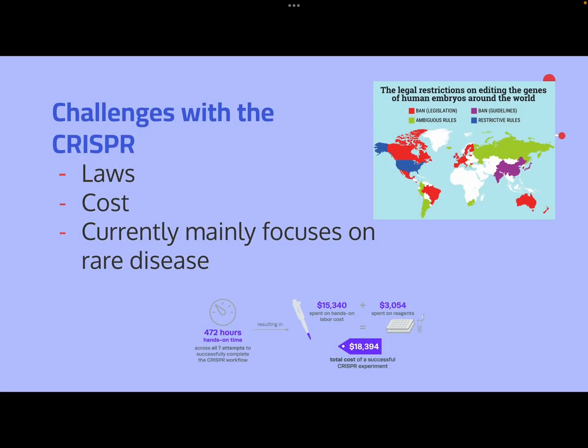Some challenges with CRISPR itself are laws. Gene editing is banned or has many restrictive rules in basically all parts of the world, so it's hard to know if we'll even be able to use it if it's banned everywhere. The cost as well, as I touched on earlier, is quite expensive, so it's unknown if it'll be able to be used for everyone or just rich people, but so far it looks good, but who knows. Also, right now we're more focused on rare diseases and on animals, so people don't know when it'll actually get to diseases that affect humans commonly.